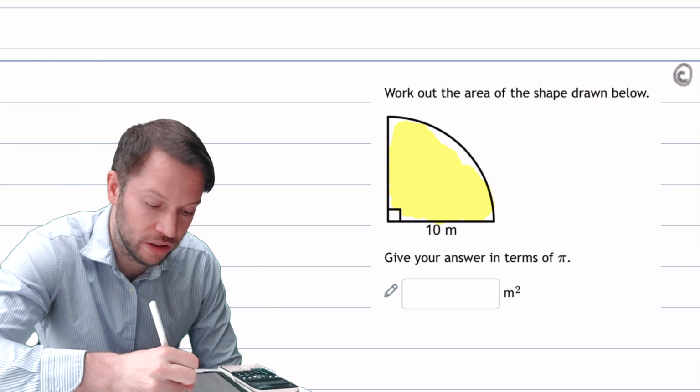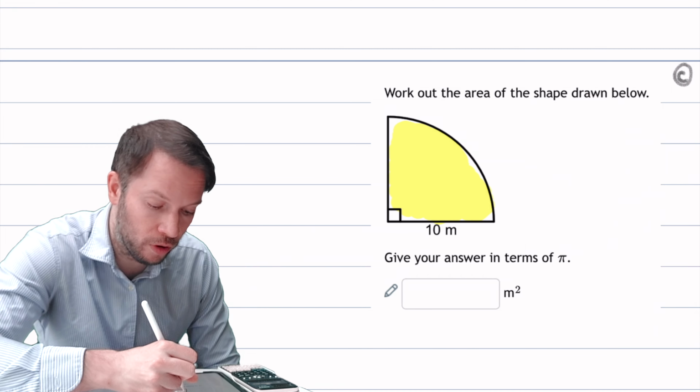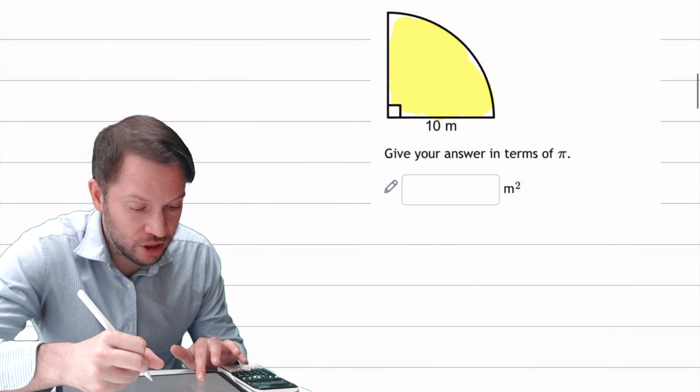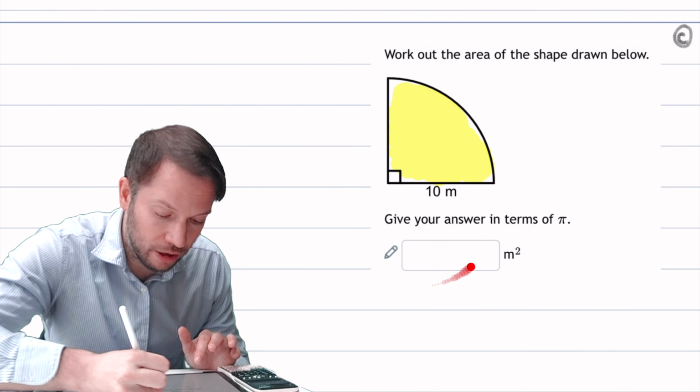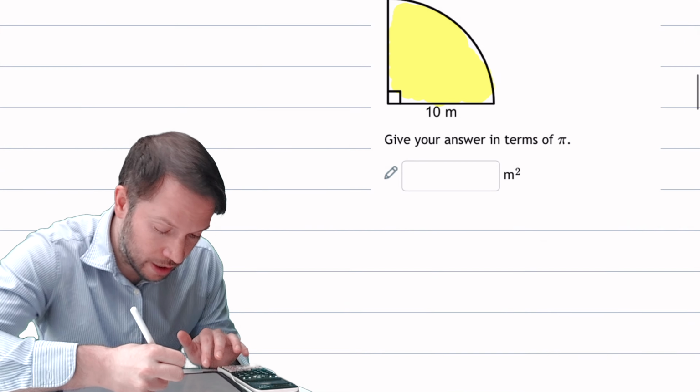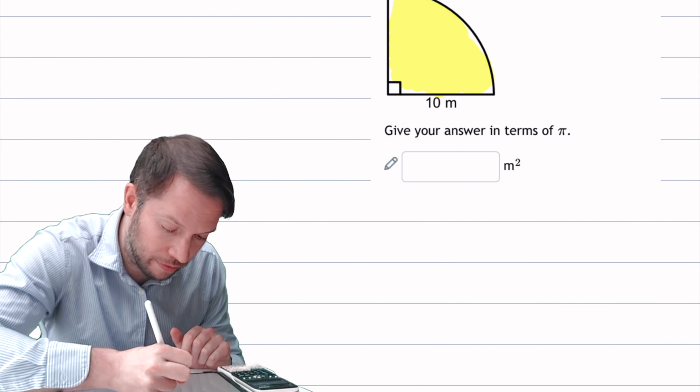This is a quarter circle because if you put 4 of these together, it would make a full circle. So what we need to do is find the area of a full circle first and then find a quarter of that. So let's do that. Let's remind ourselves how you find the area of a full circle.